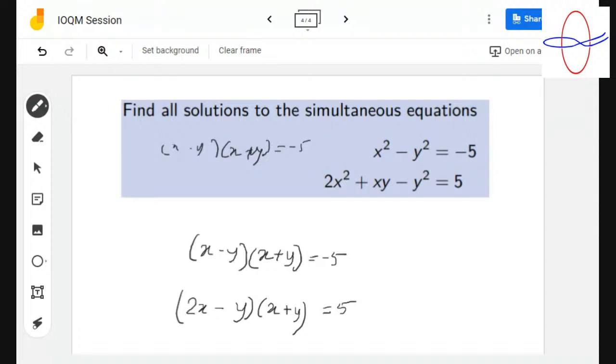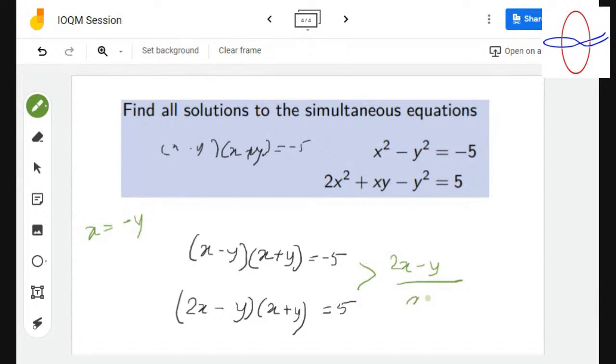There are two cases. Suppose x is not equal to y. So x is obviously not equal to minus y, as x plus y is not equal to 0. Why? Because if it's 0, then this must be equal to 0. Therefore we can divide each by the other, and you get twice x minus y.